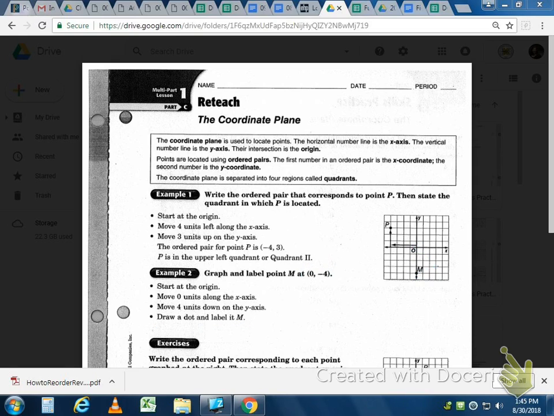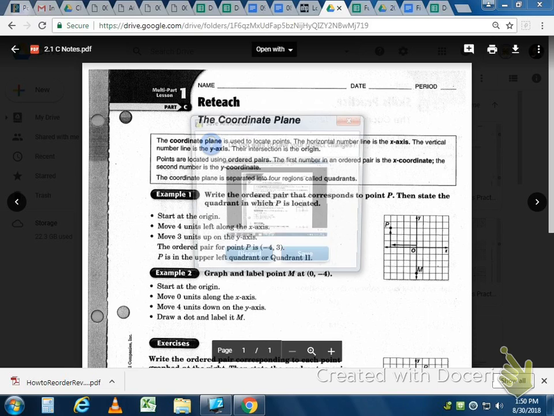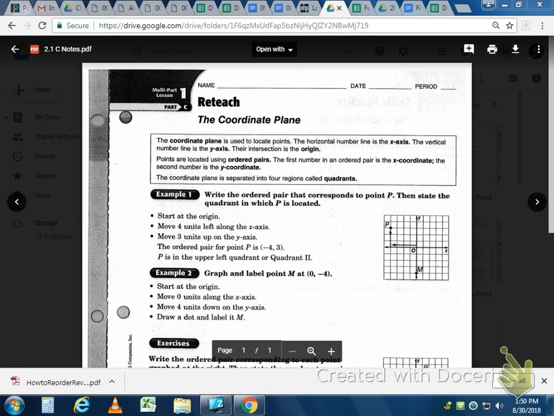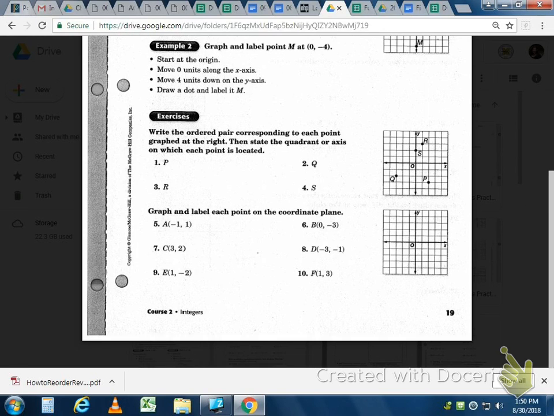All right, let's look at some examples. So we're going to graph. First of all, it says write the ordered pair corresponding to each point graphed at the right. Then state the quadrant or axis on which each point is located. So number 1, point P. Does anybody want to try to tell me what the correct ordered pair is for point P? What's the correct ordered pair for point P?